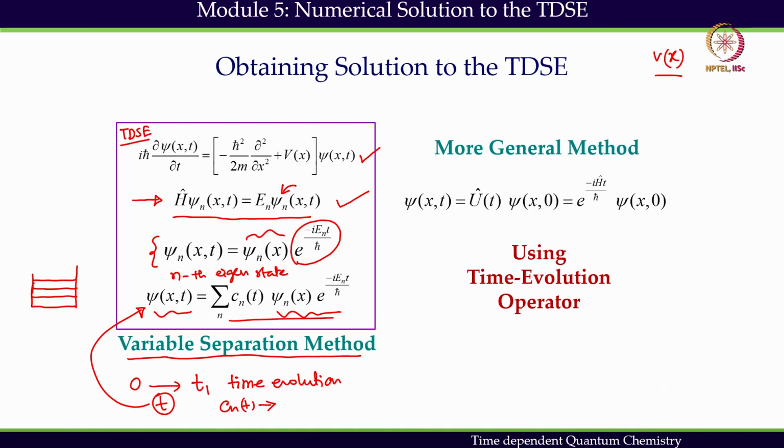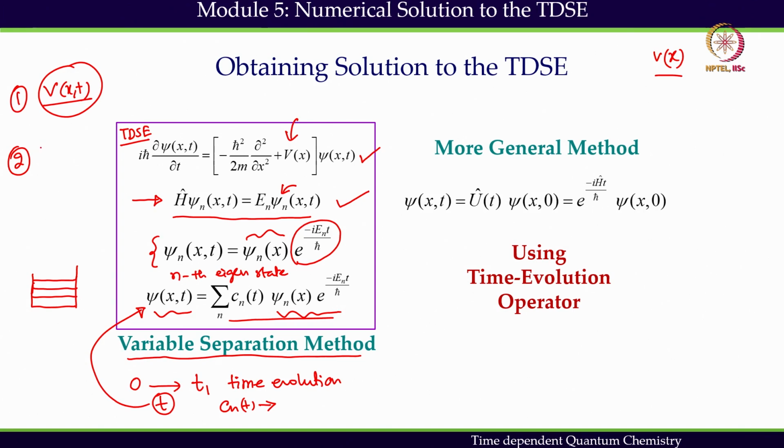But we have to remember that if the potential has an explicit dependence on time, if the potential is, let us say, V(x,t), here instead of V(x) we have, let us say, V(x,t). In that case, variable separation method cannot be used anymore. So this is one concern we have. Second concern we have is that obtaining the solution to the TDSE via eigenvalues and eigenvectors may not be always practical.